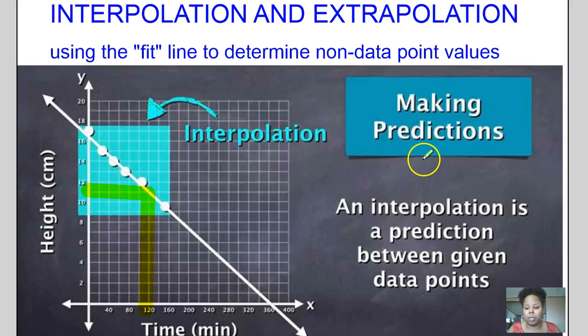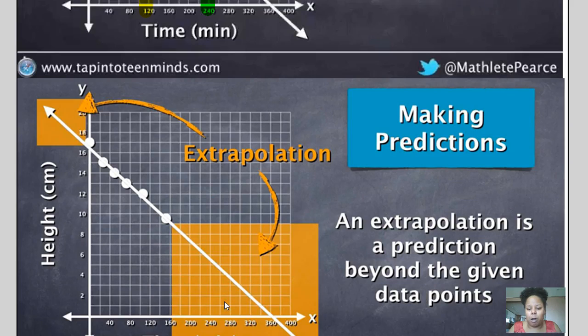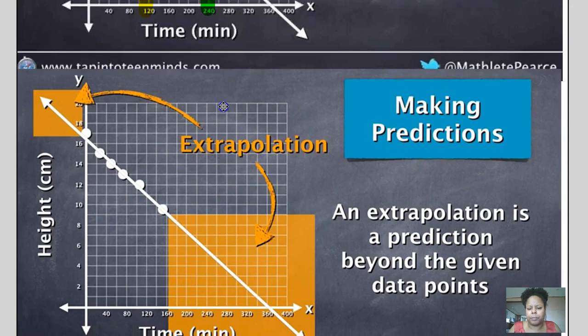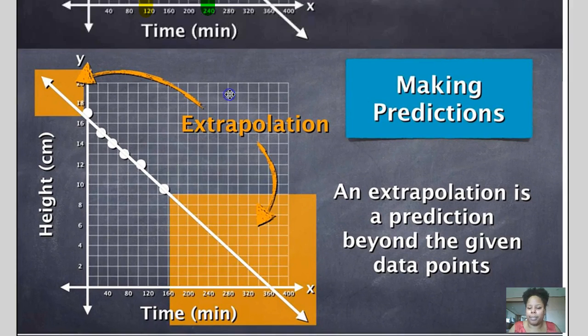So when we make a prediction within the range of the data points, even though it's not one of the data points, it's called interpolation. But what if we want to make a prediction about values that have no data points around them? For example, if the time is 240 minutes. Well, then that would be called extrapolation. Extrapolation is very similar in the sense that we are still making a prediction, but this prediction is based off the fit line and points that are not in the data point range.